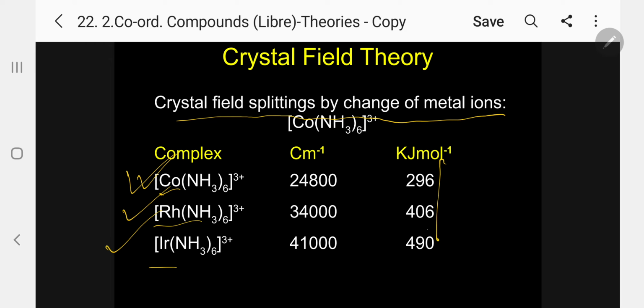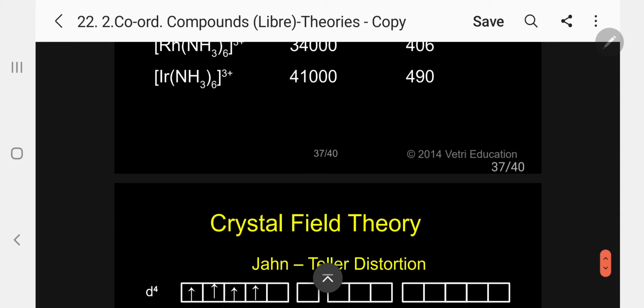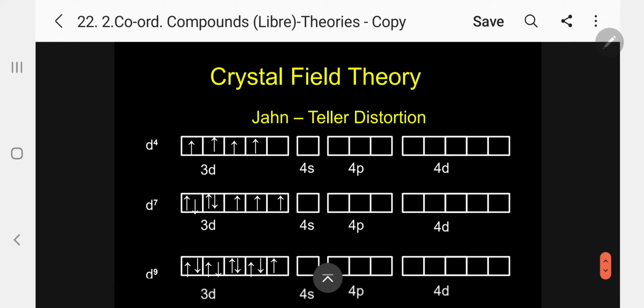So what is the observation here? When you go down, the energy difference increases. That means the elements present in the third transition series will have higher delta 0 than the second, which is higher than the first. Please follow these three important pieces of information.